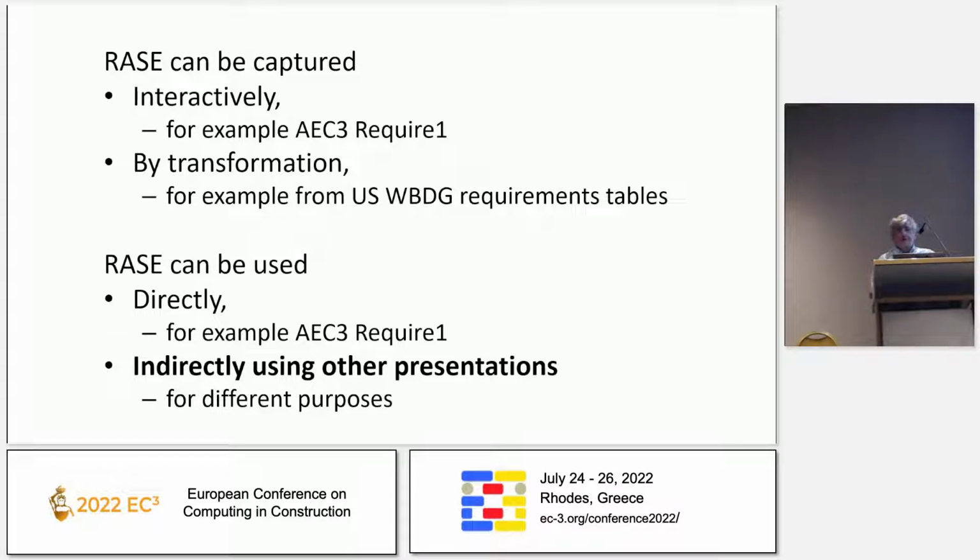RASE can be used directly to affect automated code compliance. And again, Require One is a workbench for showing those ideas working. But you can also use RASE indirectly to generate other presentations. And the purpose of this paper is to look at the different purposes that you might want to do that.